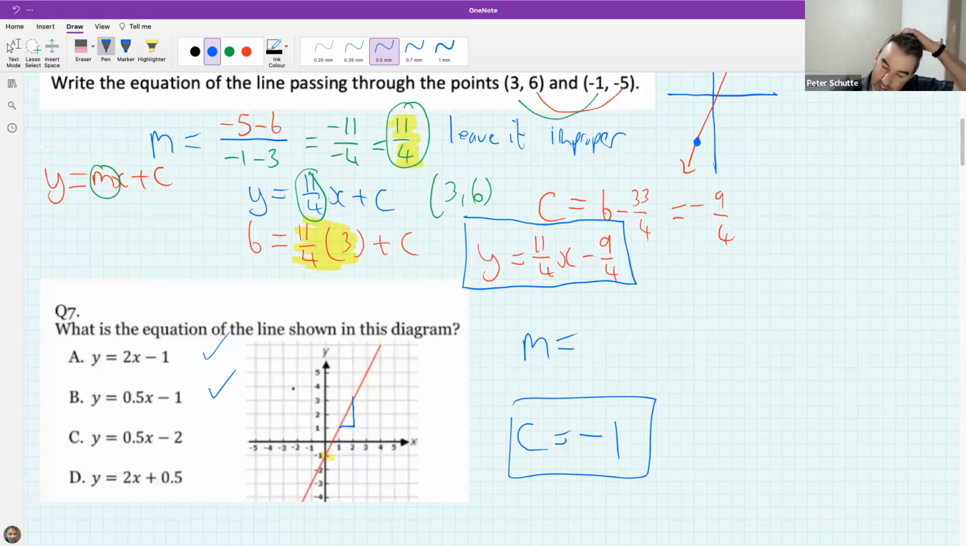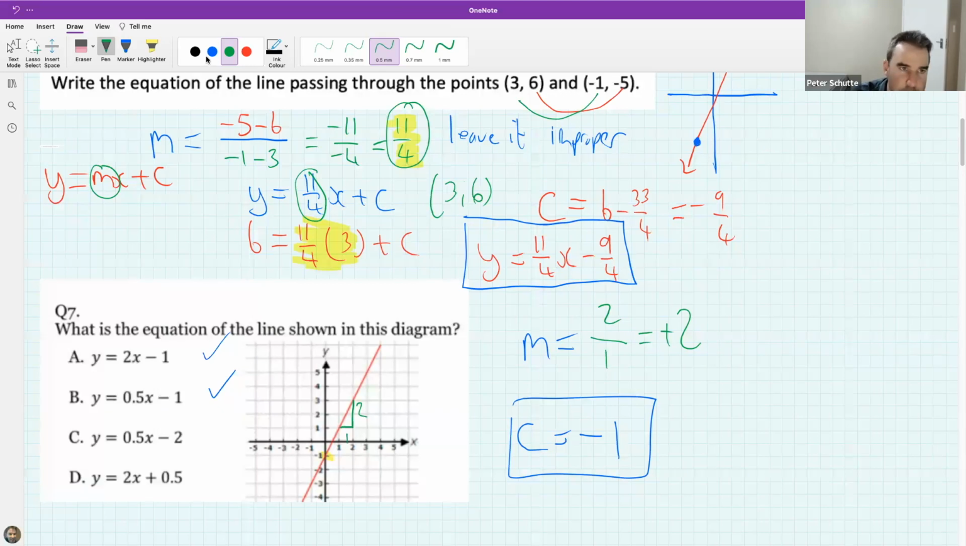The problem is we need to know the gradient, but we're going to get the gradient in a slightly different way this time. Instead of writing down the points and working them out, we can also just count the gradient. If I go 1 across and 2 up, then what is the gradient? Gradient is rise over run, or change in y over change in x. I can see that the gradient is +2.